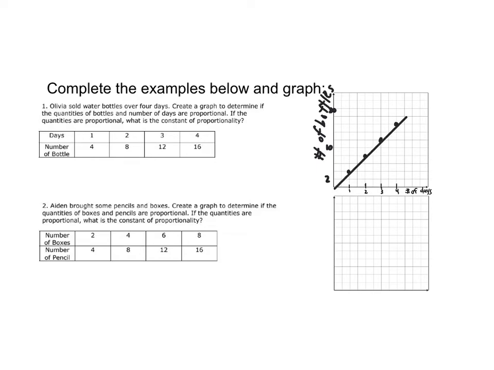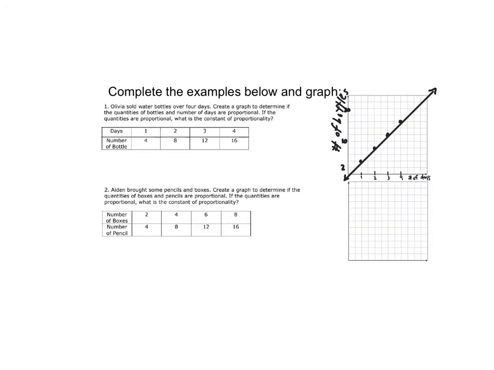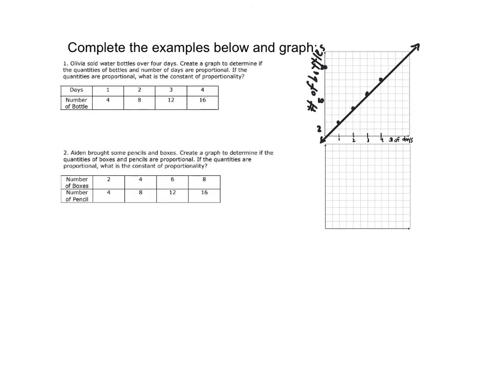Okay, how about there? Okay, there we go. All right. It asks if they're proportional. I'm going to wait a second. I want to actually graph both of these, and then I'm going to do the proportionality. Mix it up a little bit.